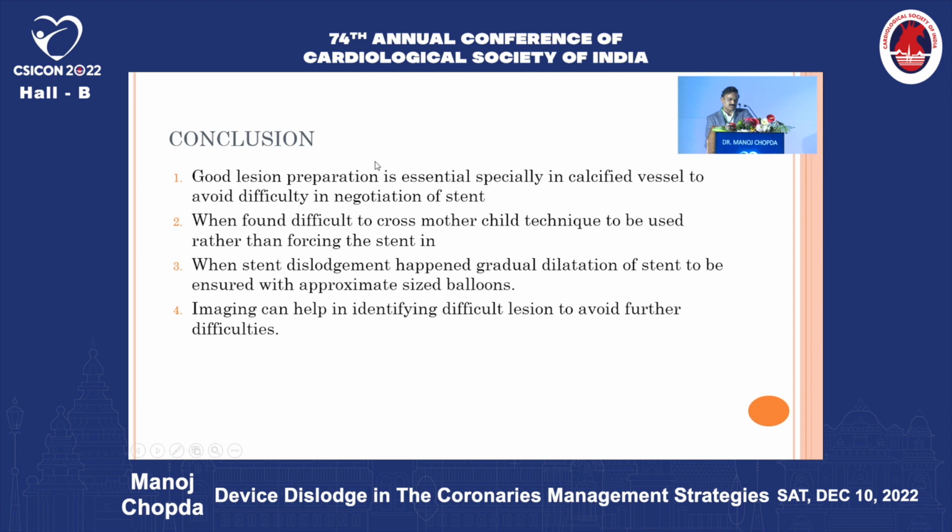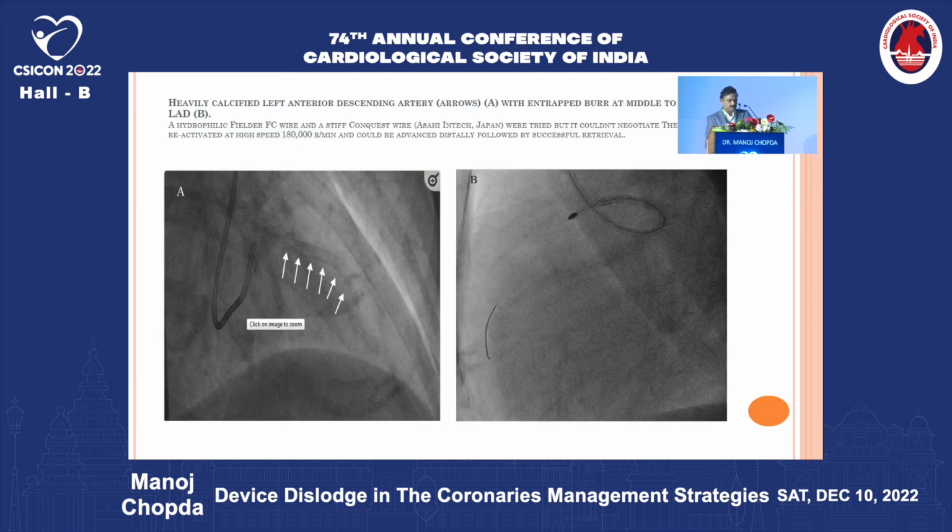So again, that was an angulated, calcified lesion. Good lesion preparation is essential, especially in calcified vessels, to avoid difficulty in negotiation of the stent. When found difficult, a mother-child catheter is important to push the stents. When stent dislodgement happens, gradual dilatation of the stent should be ensured with appropriately sized balloons, and imaging can help.